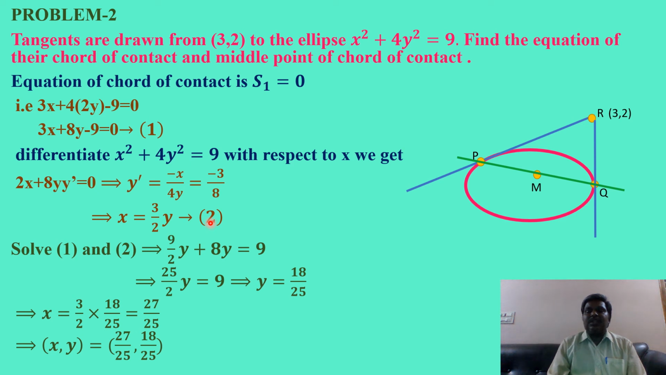So the first bit is the chord of contact. Chord of contact is S1 equal to 0. The chord of contact becomes a chord of the ellipse. Actually, we have to find the midpoint of the chord. For that, I am using the calculus method. In this method, you just find the derivative of the curve and equate that slope to the line. Here the line is what? The chord of contact.